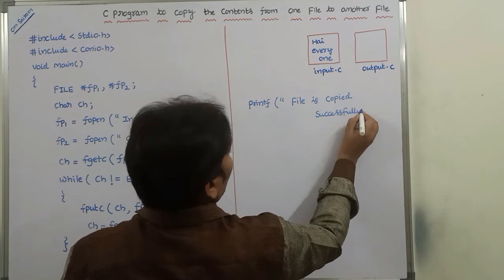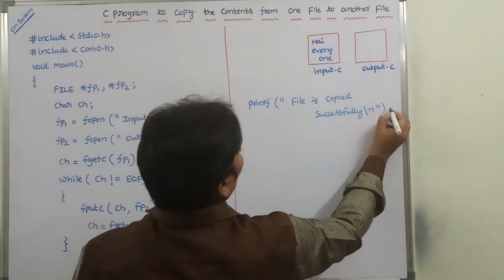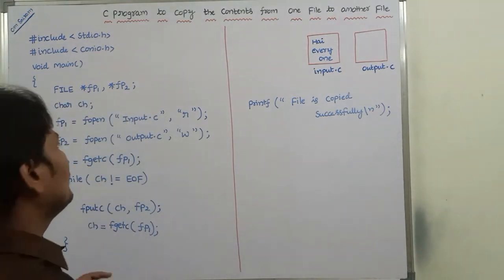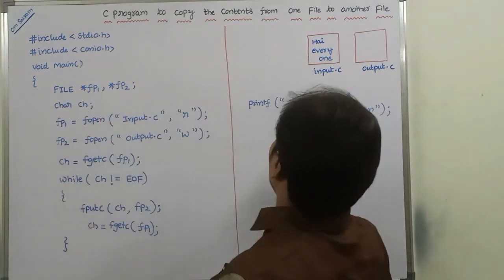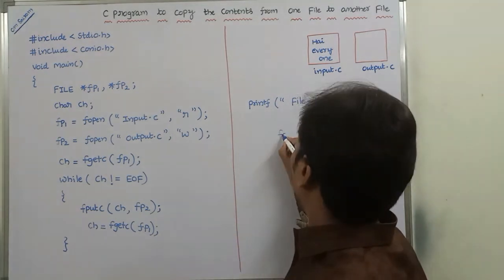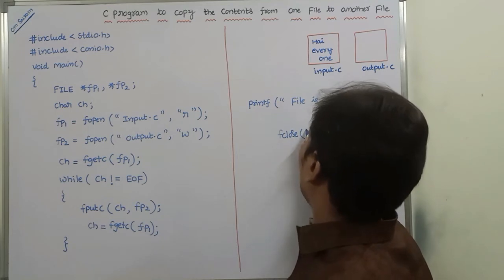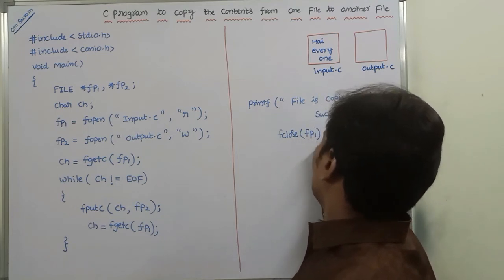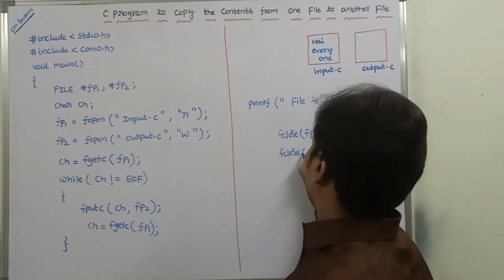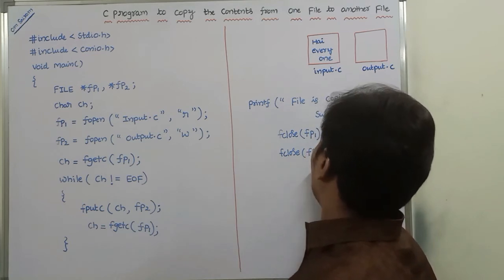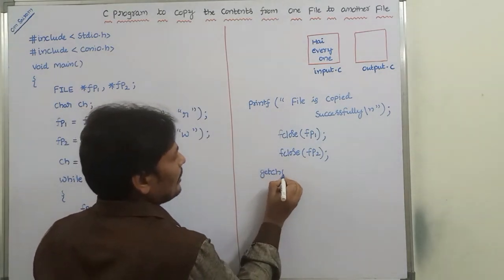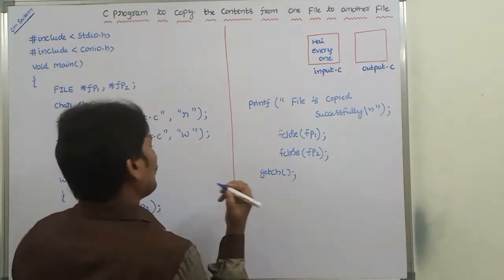Once the content is copied from input.c file to output.c file, we have to close the files. The first opened file is input.c, which is pointed to by fp1. First we have to close fp1, fclose of fp1. Next we have to close this file, so fclose of fp2. Next one, getch. Next, we close the program.